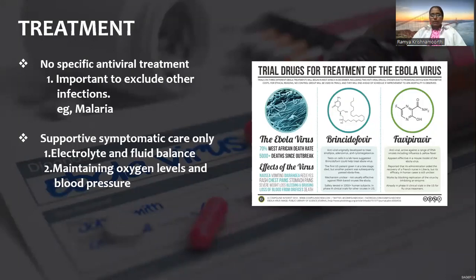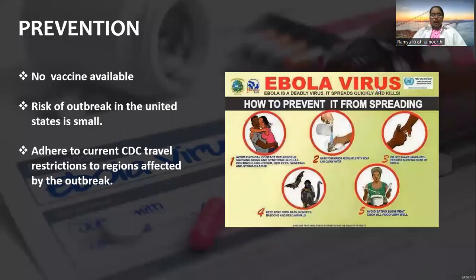Treatment. Unfortunately, there is no directed antiviral treatment against Ebola virus infection. It is important, however, to exclude other potential causes of severe disease which are endemic to West Africa, including malaria. In general, treatment is largely supportive, including maintaining electrolyte and fluid balance, oxygen levels, and blood pressure. Prevention. With regards to prevention, there is no currently available vaccine. However, the risk of an outbreak in the United States remains low, and this can be kept at low levels as individuals continue to adhere to the recently released CDC travel restrictions to areas affected by the ongoing outbreak in West Africa.